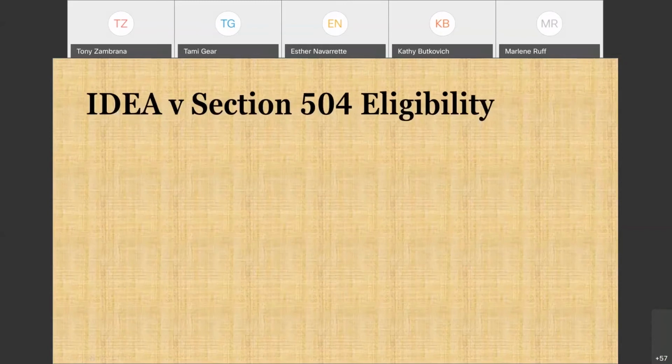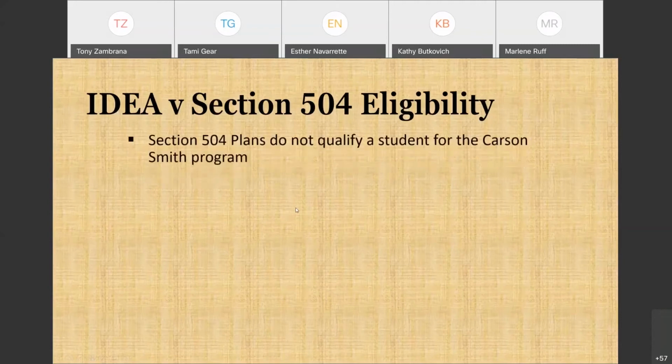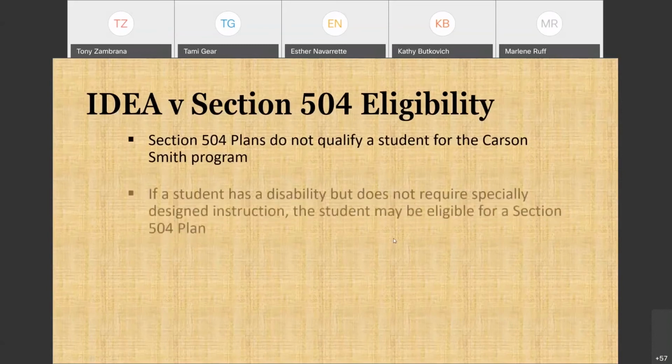Okay, so again, this is the IDEA versus the 504 eligibility part. So Section 504 plans do not qualify a student for a Carson Smith program. So if they don't meet all 3 of those prongs and they just need accommodations, they do not qualify for Carson Smith. So that's really important to remember.